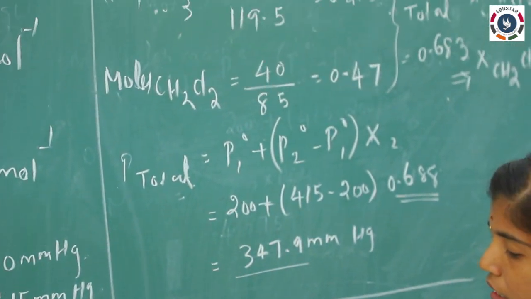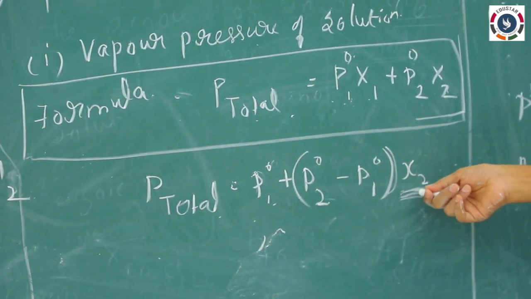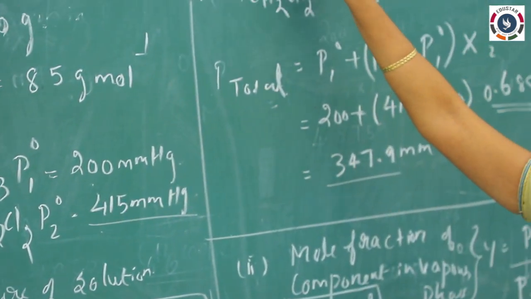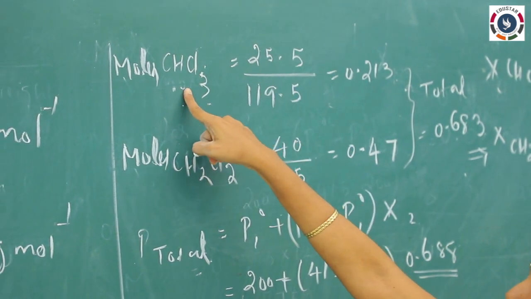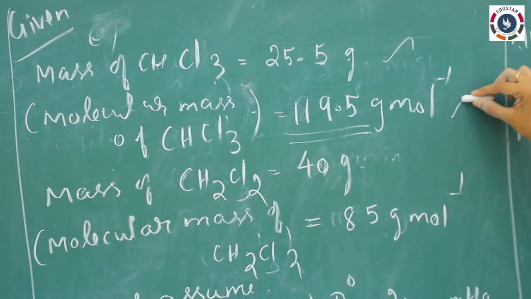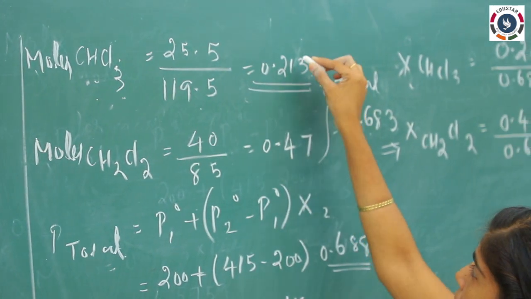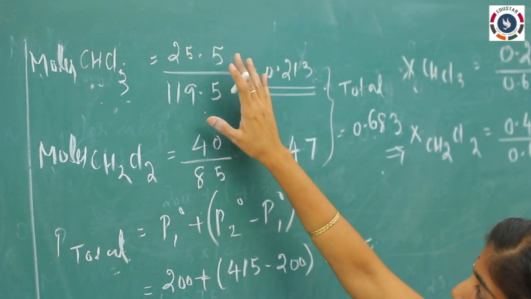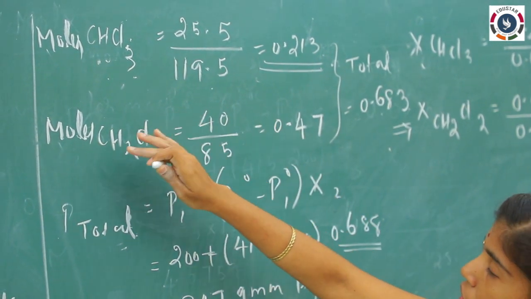Now, I am going to find the mole fraction. For finding the mole fraction, I need to find the moles, right. What is the moles of CHCl3? Weight of chloroform divided by molecular mass of chloroform. Weight is 25.5 and molecular mass is 119.5. So, I am getting the moles as 0.213. From this mole, I am going to derive the mole fraction, let it be solved later.